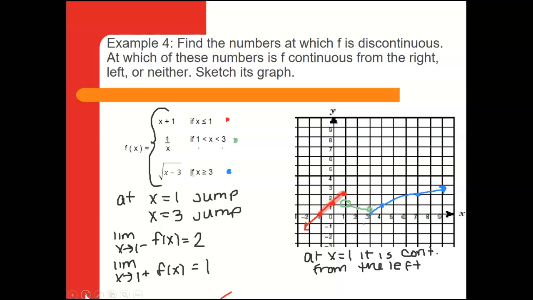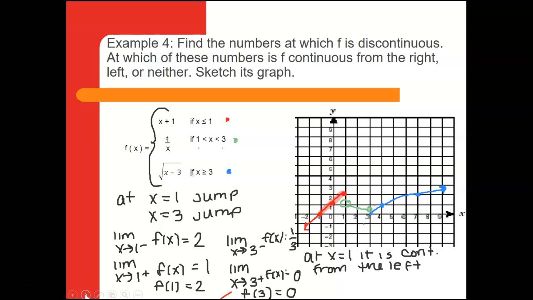Then we would also do the same, looking at the limit as x approaches 3 from the left and the limit as x approaches 3 from the right. From the left, it's equal to 1/3. From the right, it's equal to 0. And we're comparing that to f of 3, which we would get from the closed interval, which is 0. And over here, we were comparing this to f of 1, which is 2.